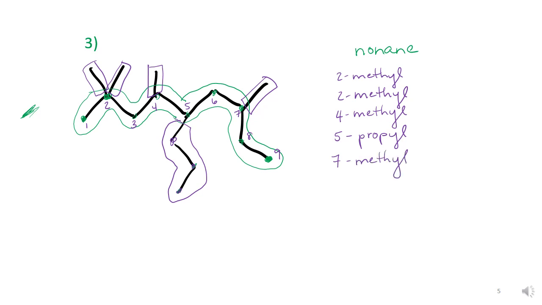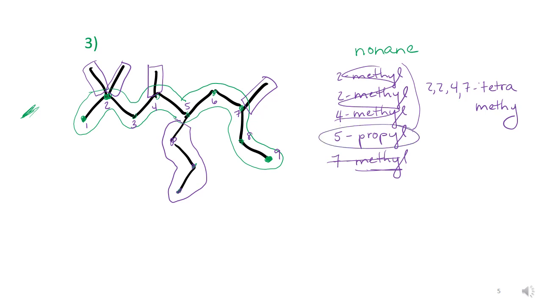All right, so we need to reduce these. Okay, so this is 2, 2, 4 trimethyl, 5 propyl, and 7 methyl. Great. Whoops, I forgot one. This is another methyl. So let's erase that. 2, 2, 4, 7 tetramethyl. Okay, so that takes care of those, and then we've got the propyl.